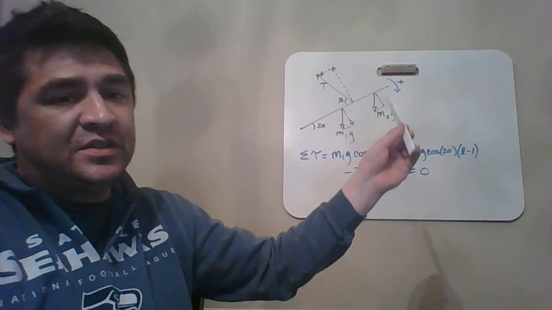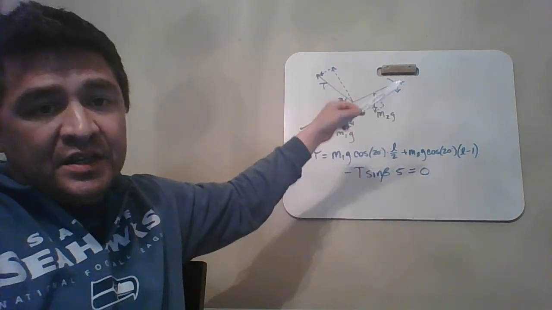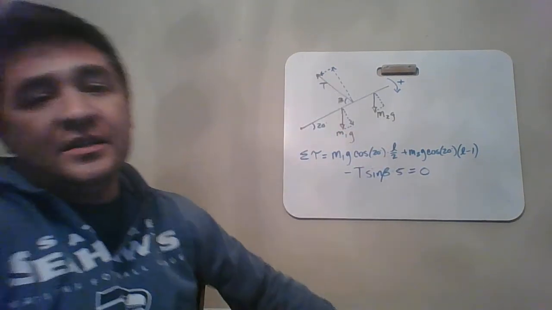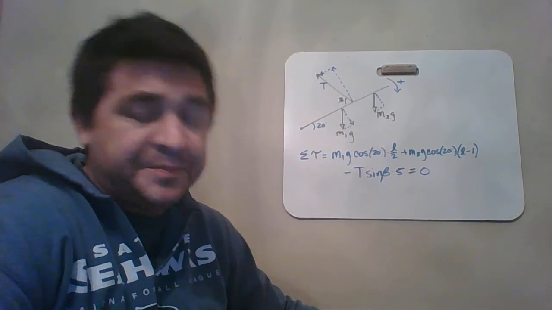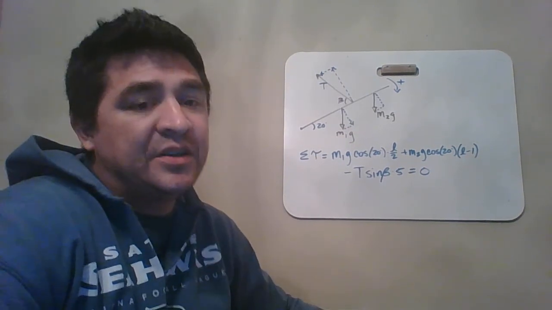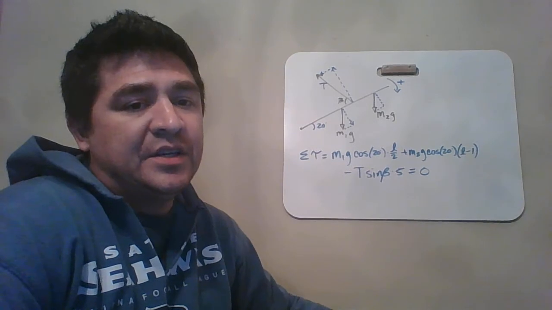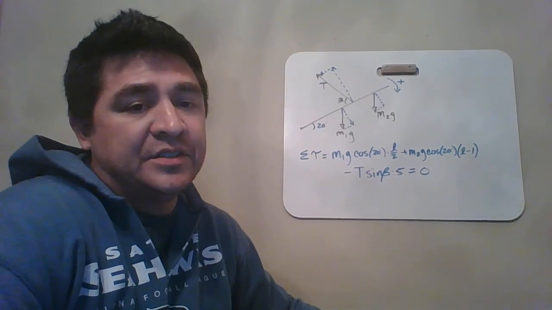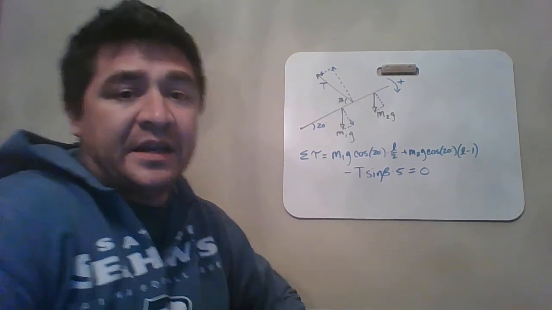The two weight forces are trying to make it rotate down. Tension's rotating up. And so we got a negative torque from there. Set those guys equal to 0, and you can get your tension quite easily once you've got all your angles set. Okay, hopefully that makes sense.